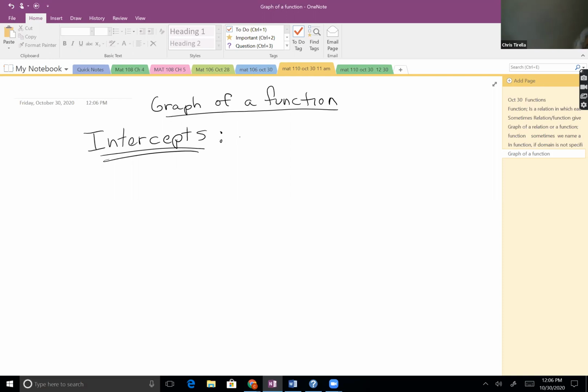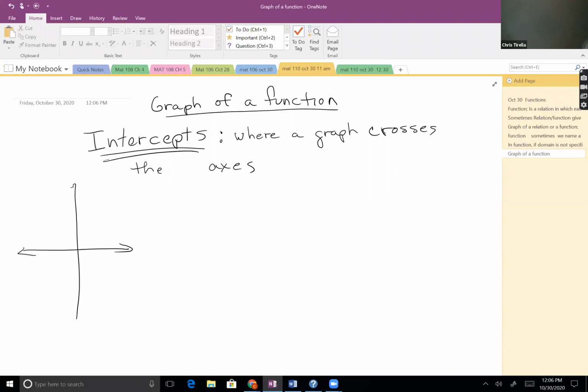The intercepts are where a graph crosses the axes. So I'm going to draw a set of axes. And if I talk about the x-intercept, the x-intercept has to be a point of the graph that's on the x-axis.